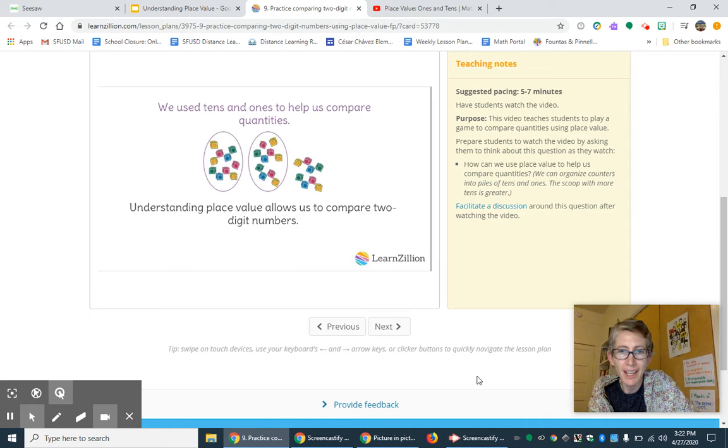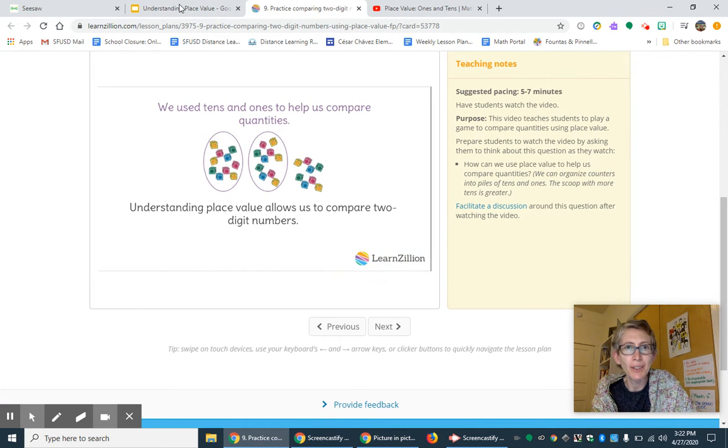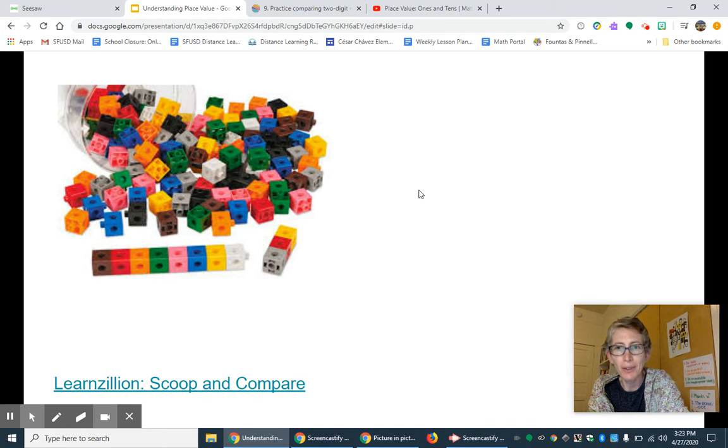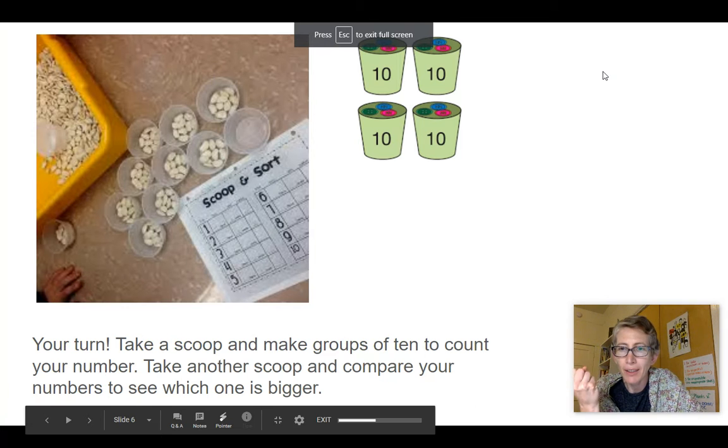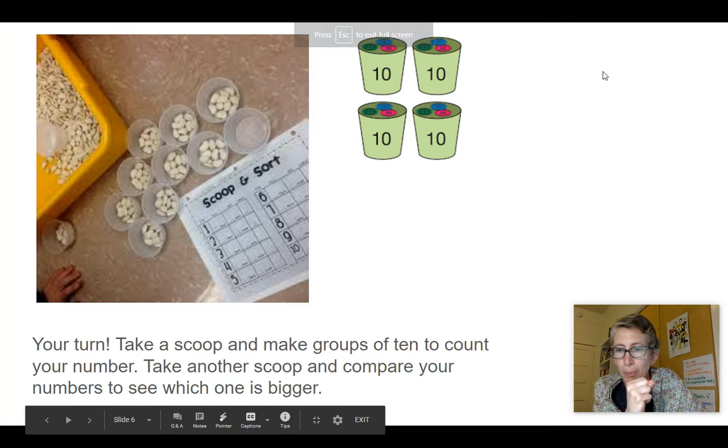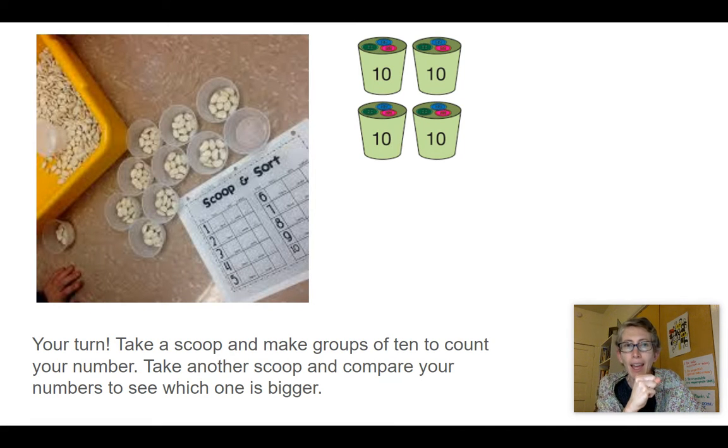Okay, friends, we're going to try exactly what they showed us in the video, but you're going to use the materials that you have at home. So the first thing you're going to do is scoop out a handful of whatever you gathered, your beans or your buttons or your marbles or your cereal. And then you're going to try to make it into groups of 10. You'll have groups of 10 and some ones. That's your number. Try to write the number. Then take another scoop. Organize it into groups of 10s and some ones. Figure out what number you've got and then see if you can decide which number is bigger. Pause the video now and give it a try.